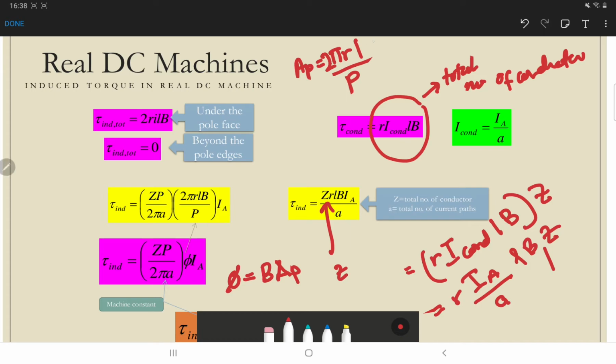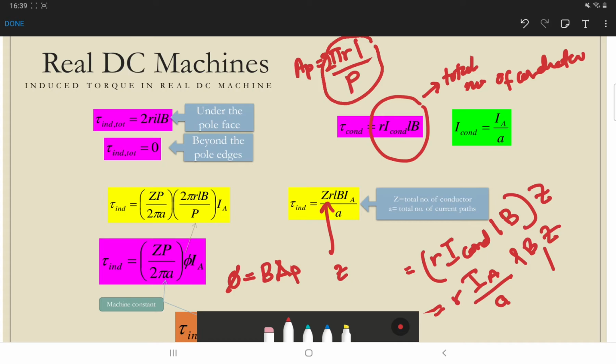If we consider this term to be A, I will expand this term as 2 pi RL times B, per P. Since we are introducing the term 2 pi there, to make sure we consistently follow the variables introduced here, we have to put 2 pi at the top as well, and P. That's how we get this term ZP over 2 pi A.